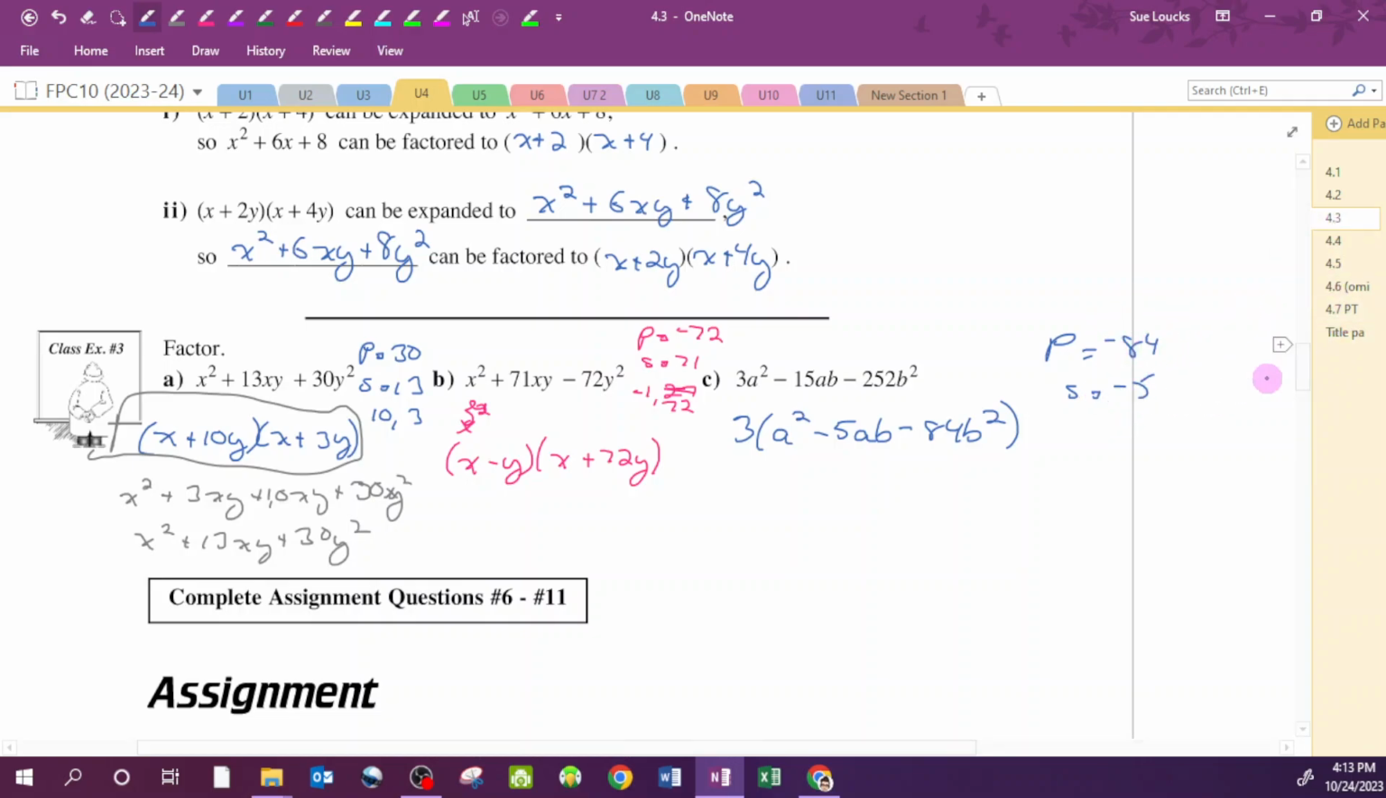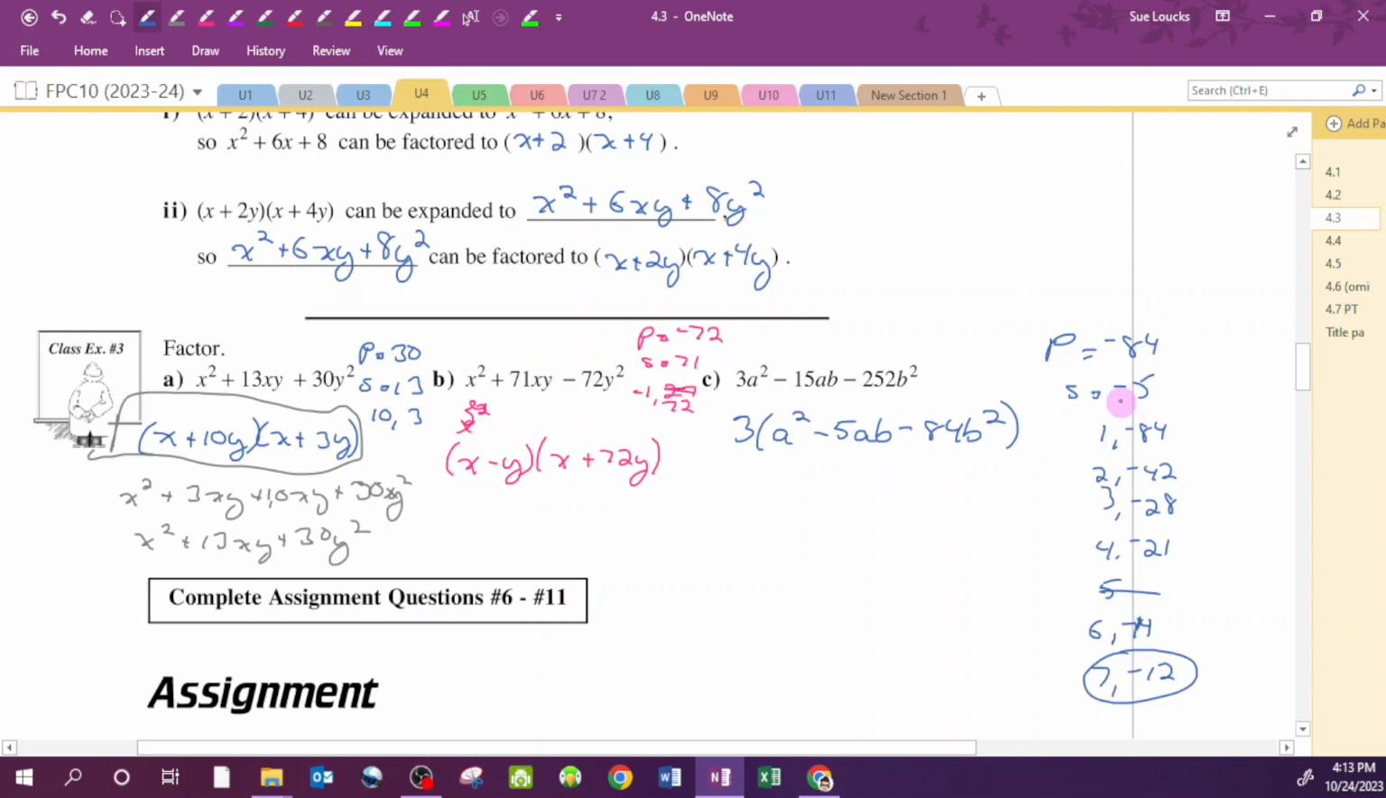Okay, they're different signs. My bigger one is negative, so I've got 1, negative 84, that doesn't work. 2, negative 42, that doesn't work. 3, negative 28, that doesn't work. 4, negative 21, that doesn't work. 5 doesn't divide. 6, negative 14. This is where I start to feel like, is this ever going to work? No, let's try, well, that one doesn't work. 7, negative 12. Oh, hey, look, that one works.